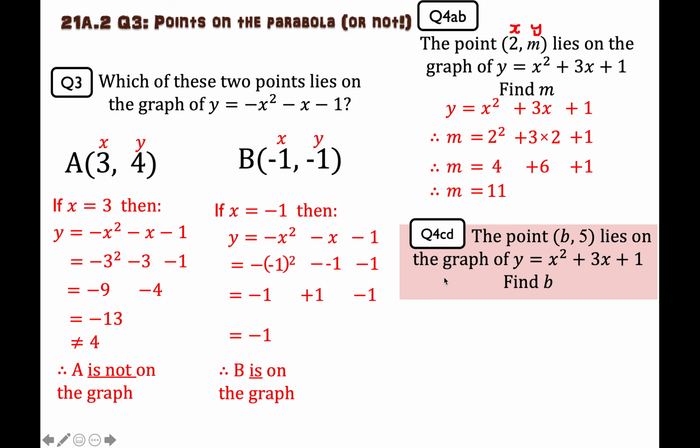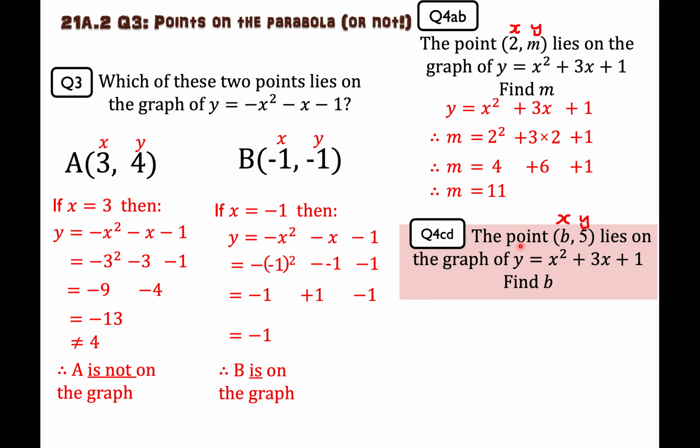So let's try this doozy of a question. We don't even know where the point is. Just like this one, we don't know the exact point, and we're asked to figure this point out. The point (b, 5), so we'll just write in that x is b and y is 5.